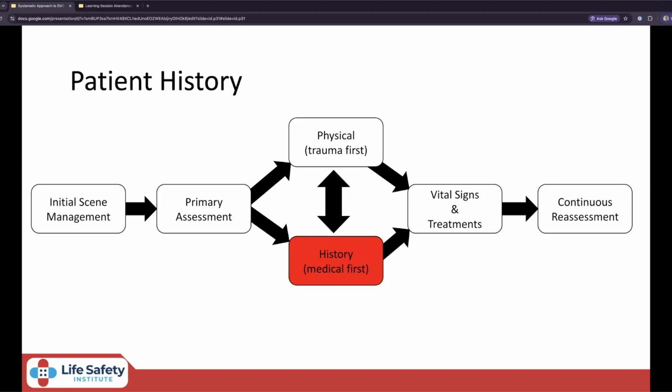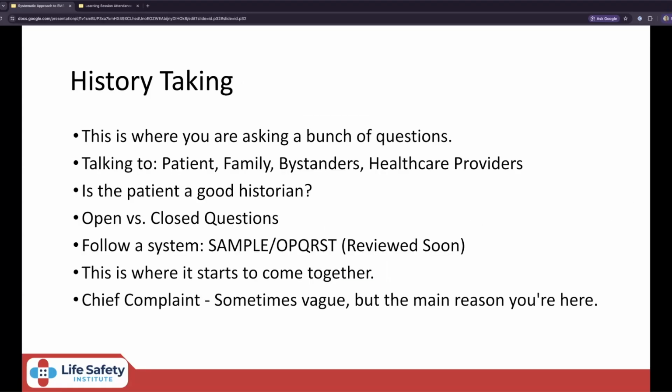The other half of our history and physical, our secondary assessment, is the patient history. So the physical is where we're literally getting physical and hands-on. The history is more kind of a cognitive event, right? It's us asking a bunch of questions, and we have some frameworks for that. So the history taking, like I said, is where we're asking a bunch of questions, and this is to as many people who will talk to us.